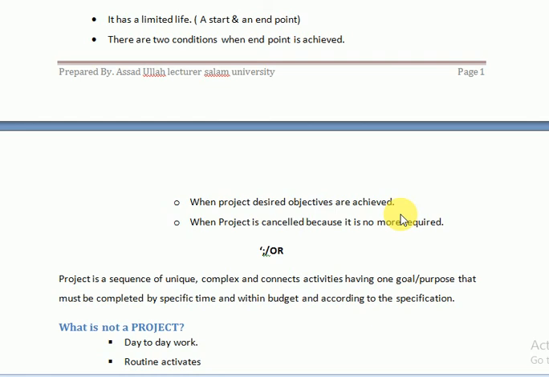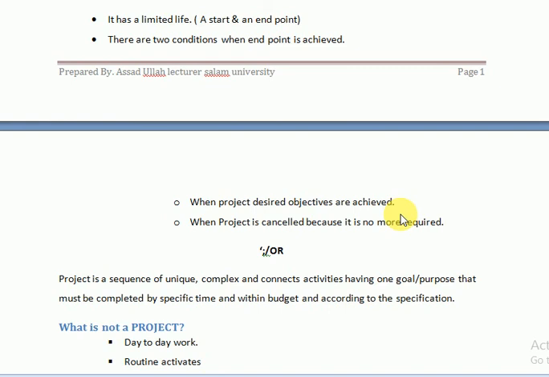And the commitment of varied skills and resources means that we will use the skills and the limited resources to achieve those targets. Such activities will be called a project. Clear or not clear? So these were the definitions of the project.